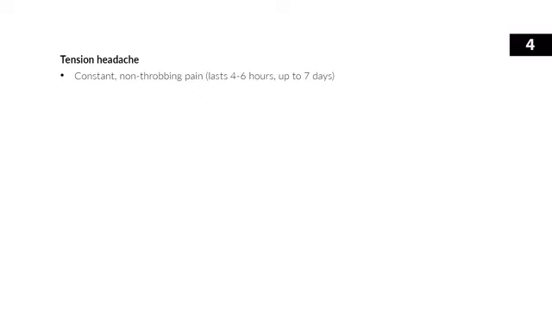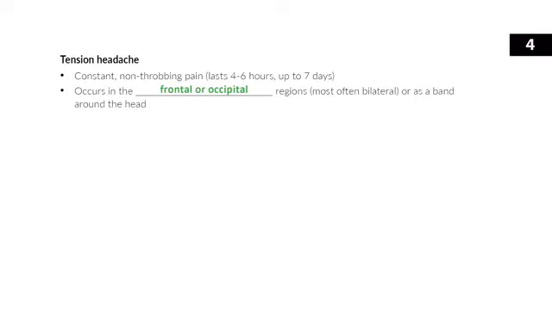Tension headaches cause constant, non-throbbing pain that lasts for about 4 to 6 hours on average, but possibly several days. They occur in the frontal or occipital regions, most commonly bilaterally, kind of in a squeezing nature, or they might feel like a tight band on the head.